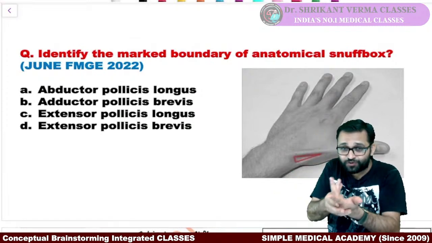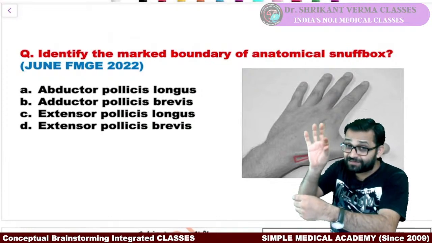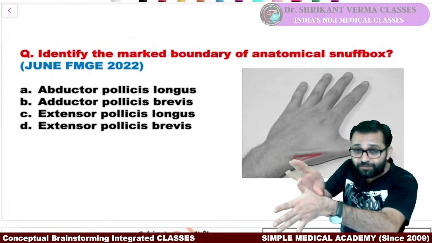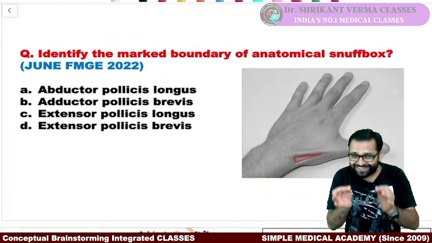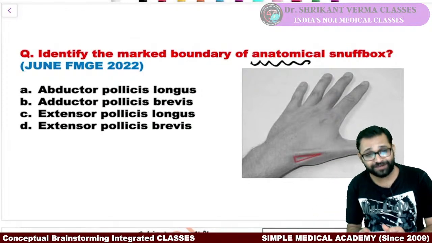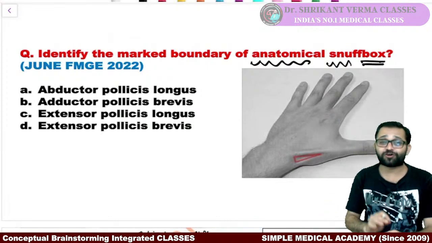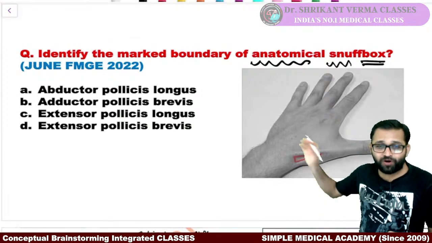This structure is used for snuffing. Just like when we abuse a drug like tobacco, in a similar way, the drug abuse substance is taken at the base of the thumb. It is just rubbed and then snuffed. Okay. Yes, this structure is in our body. It is used for snuffing and it is a box-like structure. That's why it is called the anatomical snuffbox. Okay. So here the boundaries were asked.